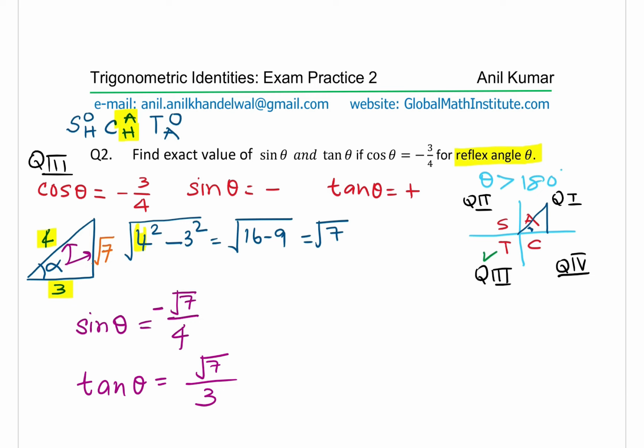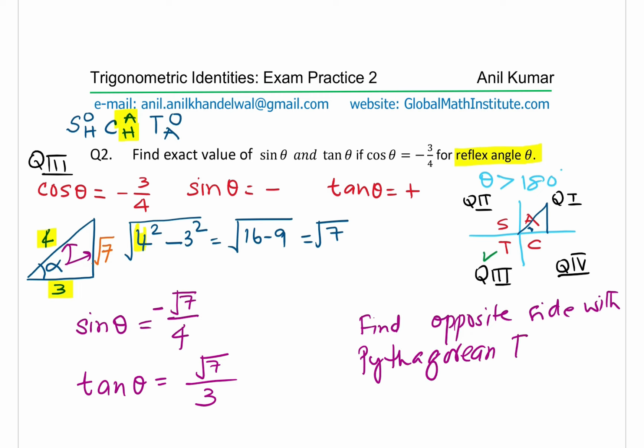So you can find the third side, or find the opposite side, with Pythagorean theorem. So, while working with trigonometric identities, we have to take care of a lot of algebraic identities which we have learned. Pythagorean theorem is very important.